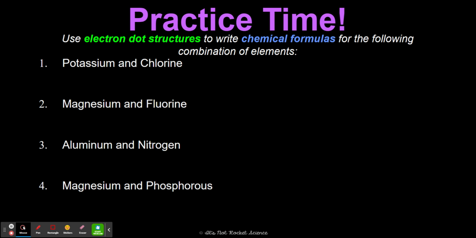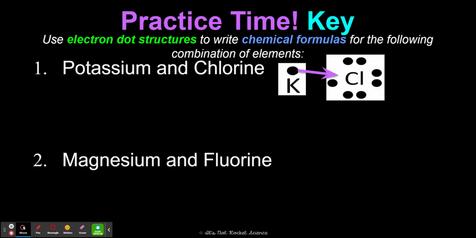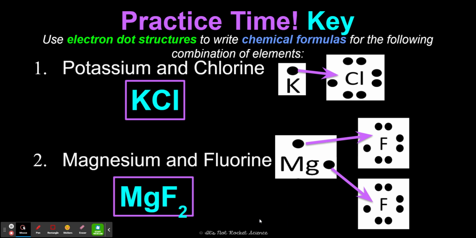And let's look at these one at a time here. Okay, so potassium and chlorine. Potassium's in group 1. It's got 1 valence electron. Chlorine's in group 17. It needs 1. So real easy, just like sodium chloride. Boom, you get potassium chloride. Magnesium and fluorine. Magnesium has 2 to give up. Fluorine can only take 1. So boom, boom, it takes 2 fluorine with 1 magnesium. There's your magnesium fluoride.